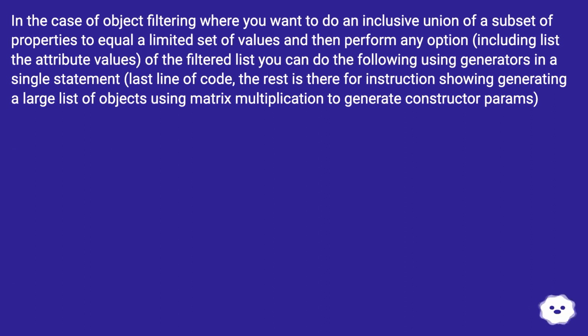In the case of object filtering, where you want to do an inclusive union of a subset of properties to equal a limited set of values and then perform any option, including listing the attribute values of the filtered list, you can do the following using generators in a single statement, last line of code. The rest is there for instruction, showing generating a large list of objects using matrix multiplication to generate constructor params.